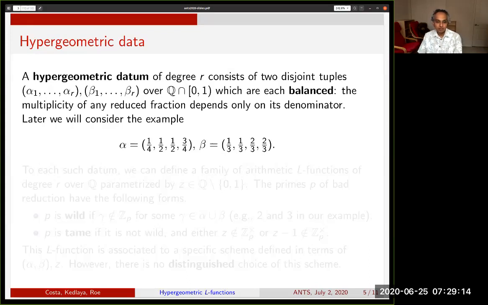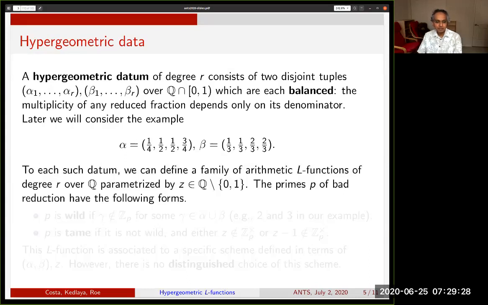For instance, if you consider this concrete example, which we will consider later, 1/4 and 3/4 appear with the same multiplicity on the left-hand side, and 1/3 and 2/3 appear with the same multiplicity on the right-hand side. Given such combinatorial information, we can then define a family of arithmetic L-functions of degree R, the length of the tuples, and the parameter z is allowed to range over all rational numbers excluding 0 and 1.